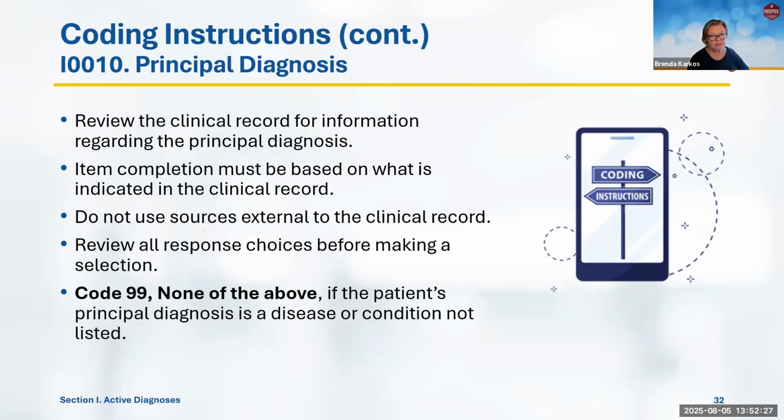So to determine the principal diagnosis, you would review the clinical record information. You don't use external sources from the clinical records. Review all the response choices before you make a selection, or code 99, none of the above, if your patient's principal diagnosis is not listed.